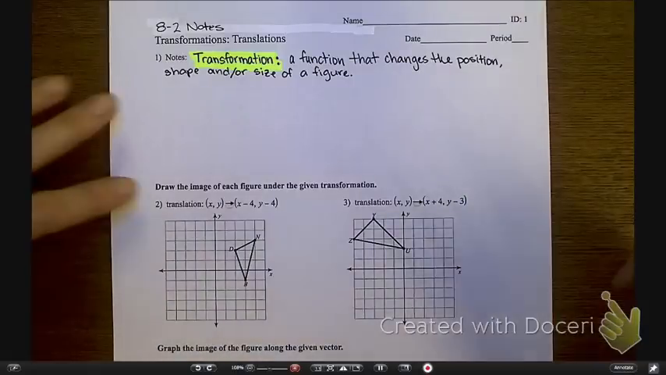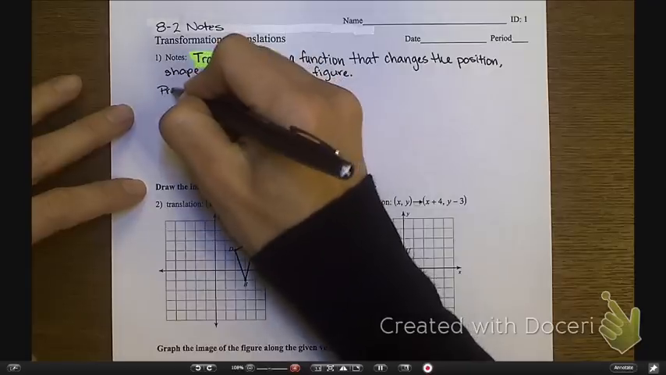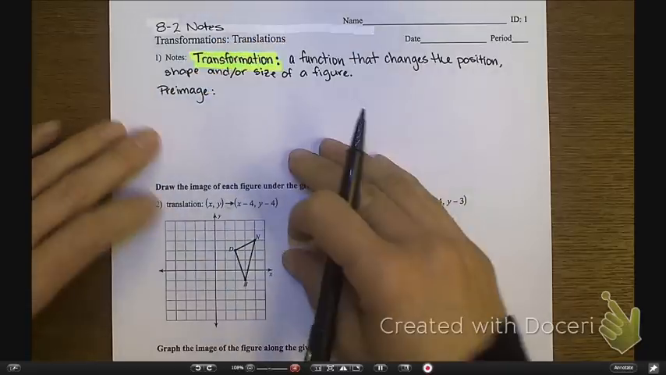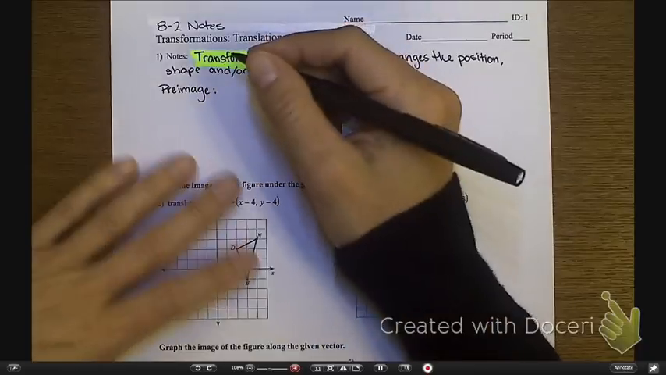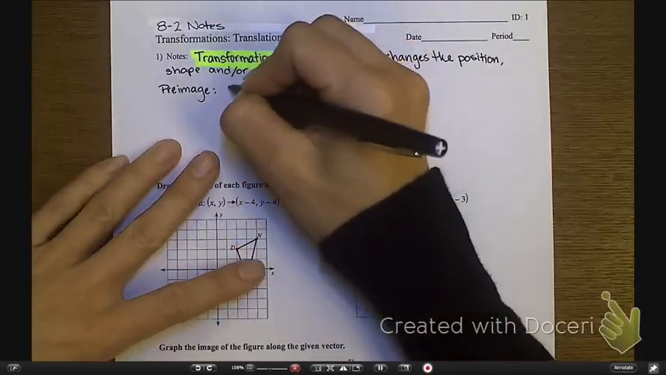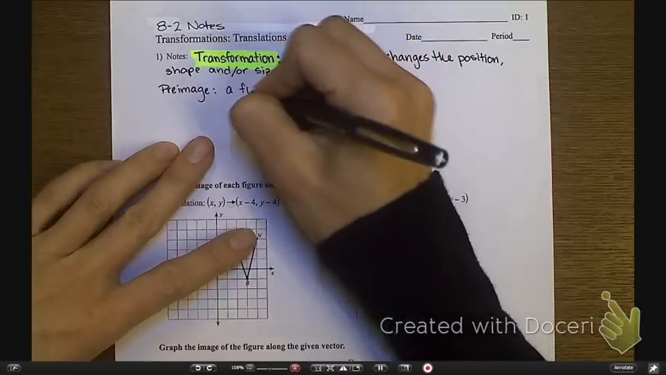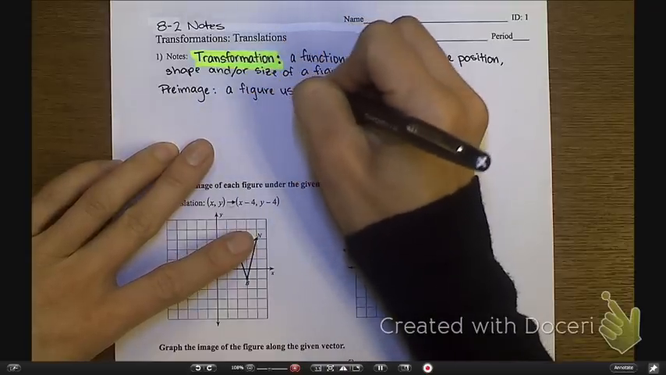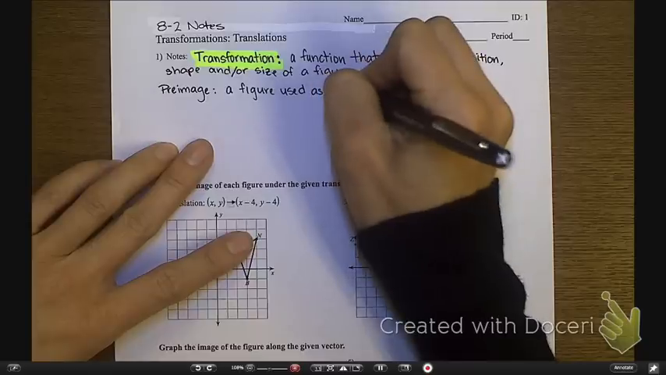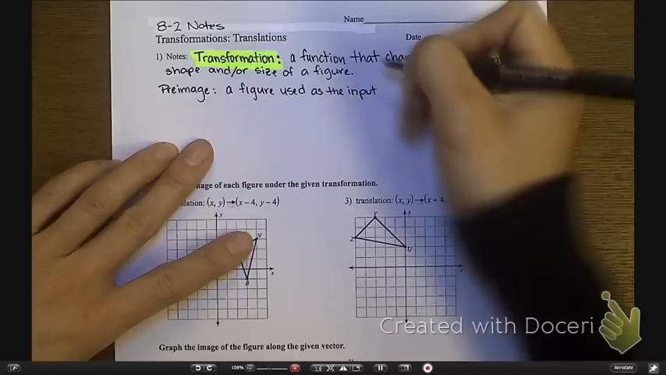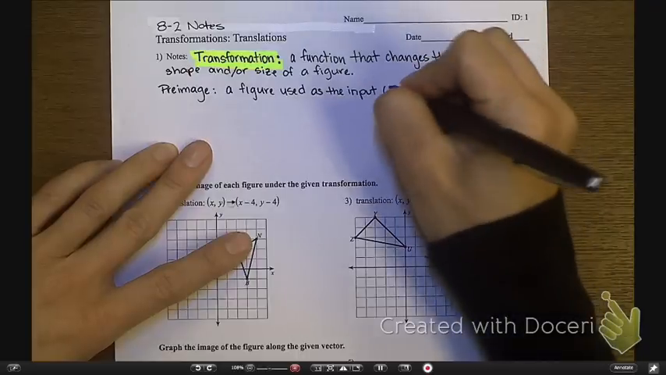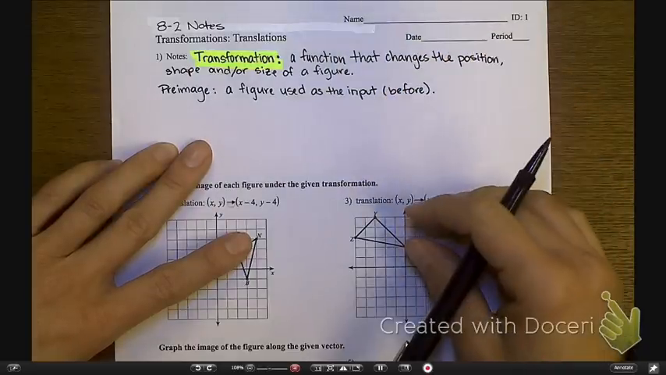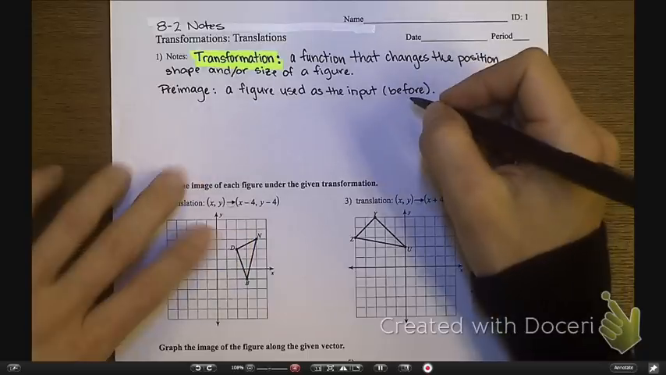Okay, the next definition is pre-image. The pre-image is a figure used as the input. So this is basically the before, like the original.